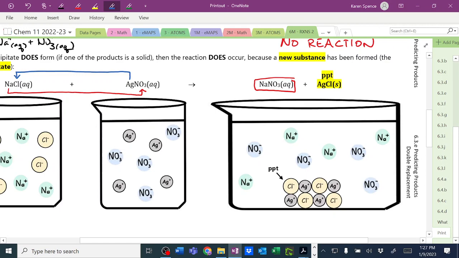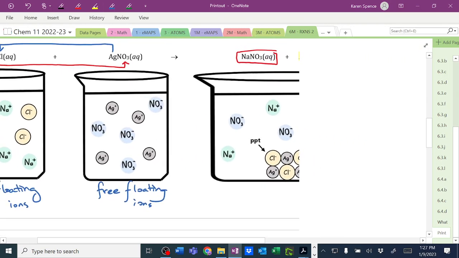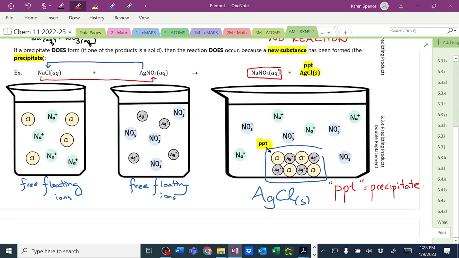What looks different this time? Before, we had free floating ions. What do we see that's different? We see a solid. This is AgCl solid. What do you think that little writing PPT stands for? PPT stands for precipitate, yes. So we would have a precipitate of the AgCl, and the NaNO3 would still be dissolved in the water.